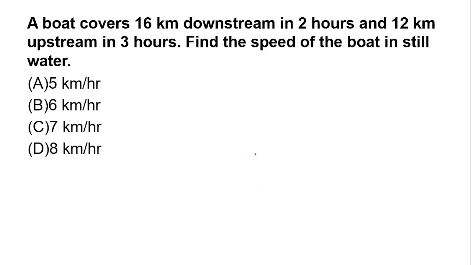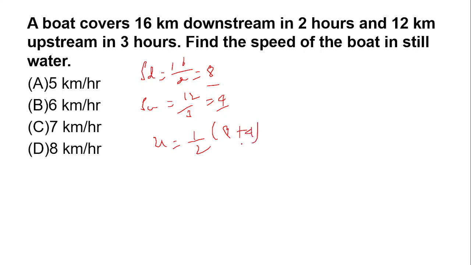A boat covers 16 kilometers in 2 hours downstream and 12 kilometers upstream in 3 hours. So SD is 16 by 2, that is 8 km per hour. SU is 12 kilometers in 3 hours, so this is 4 km per hour. The speed of the boat, U, we have to find. Half into 8 plus 4. 8 plus 4 is 12, 12 by 2 is 6. So option B, 6 km per hour, is the answer.